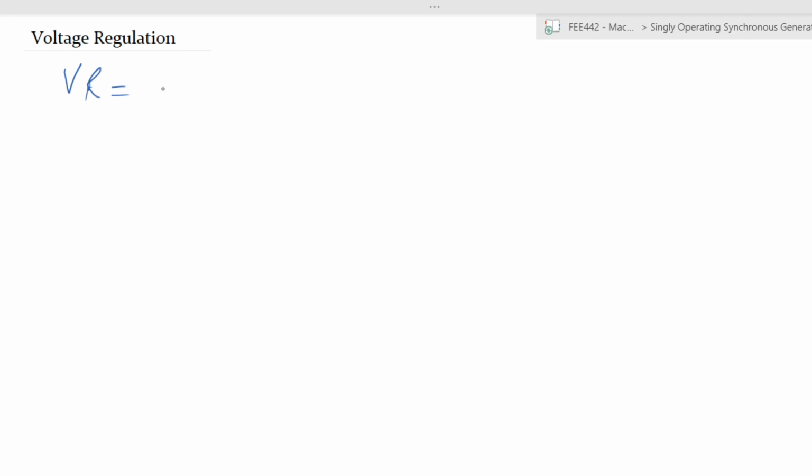Voltage regulation is equal to the voltage at no load minus the voltage at full load, over the voltage at no load, usually expressed as a percentage. It is the difference, or the change, in the value of voltage when you have a load applied.